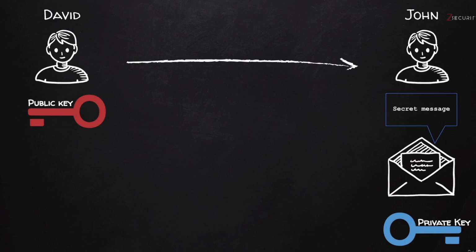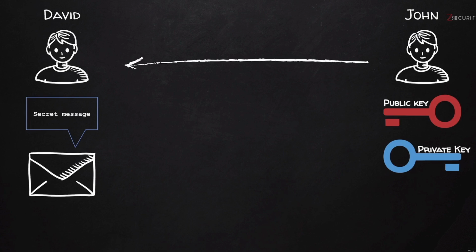And as you can see throughout this whole scenario, the private key never left John. So John never shares the private key, and it is the only key that can be used to decrypt the data. Therefore, this implementation is very, very secure.